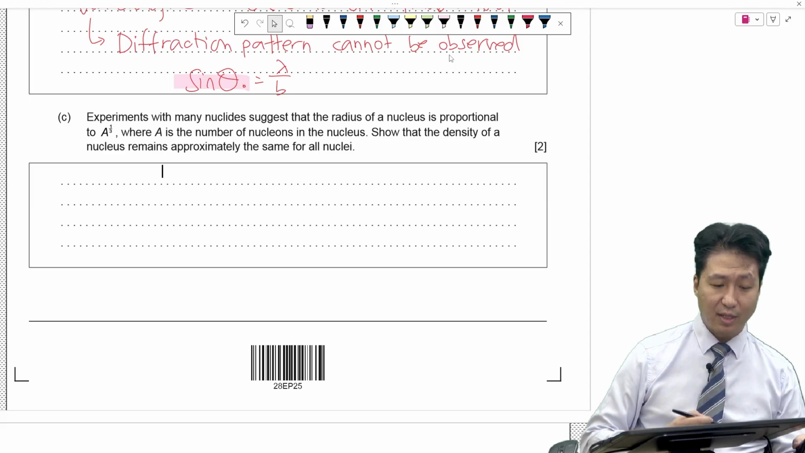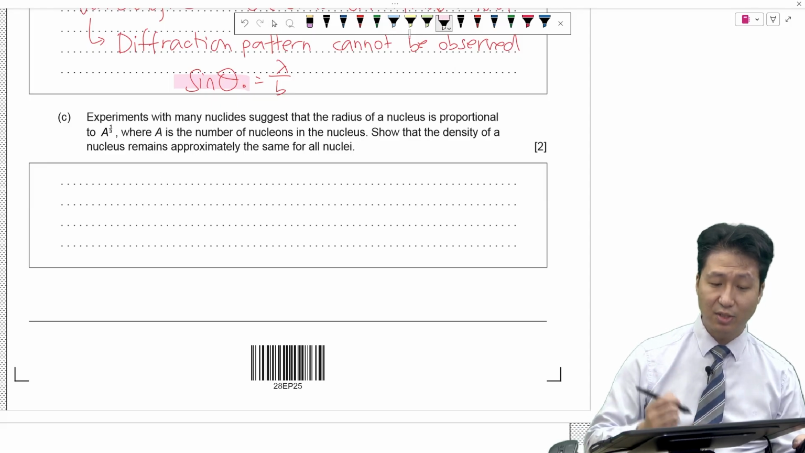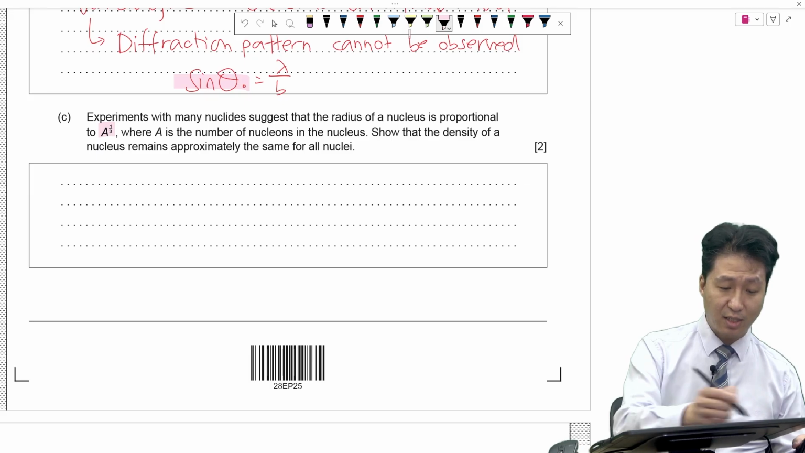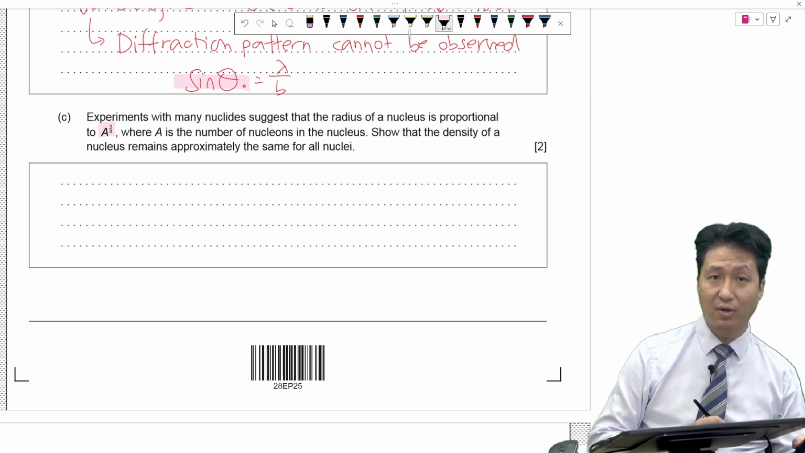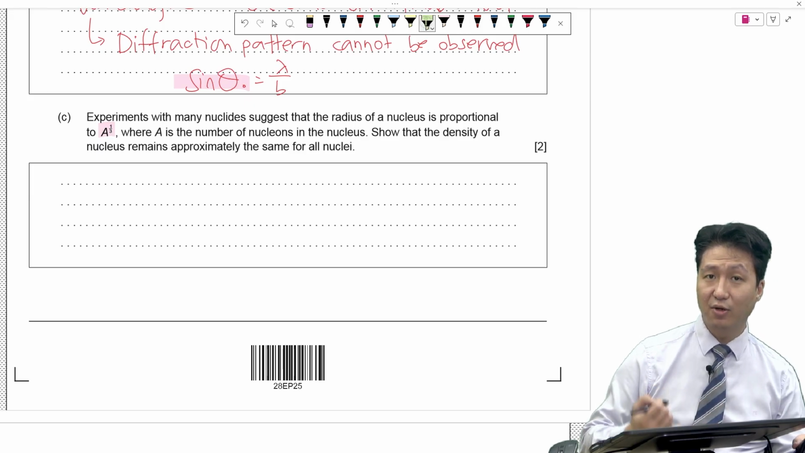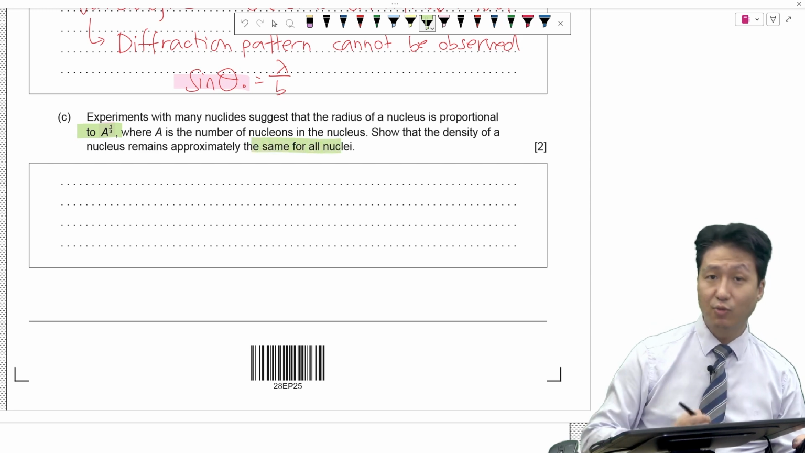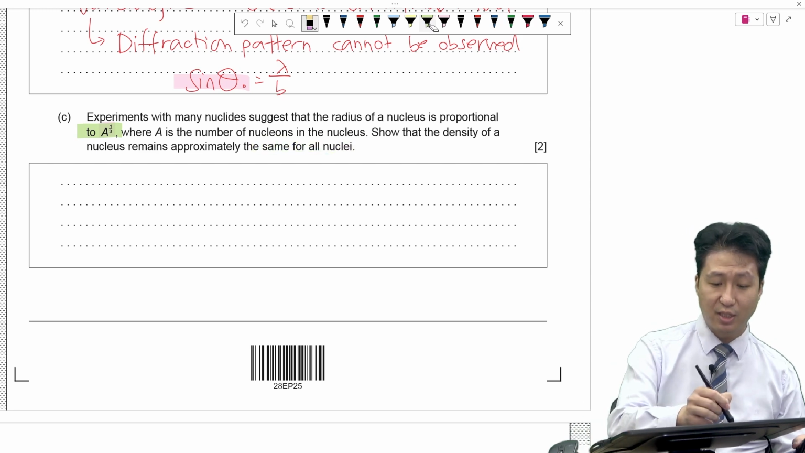In part C, experiments with many nuclides suggest that the radius of the nucleus is proportional to A to the power 1/3, or the cubic root of the number of nucleons. Show that the density of the nucleus remains approximately the same for all nuclei. So we are given this relationship, so we should use it to show that the density is the same.